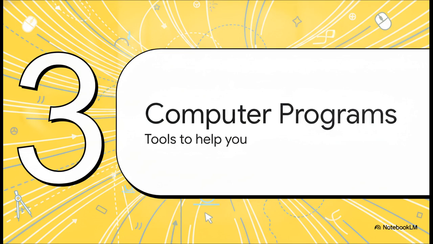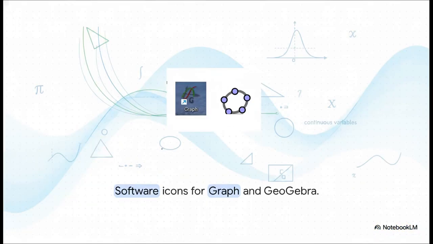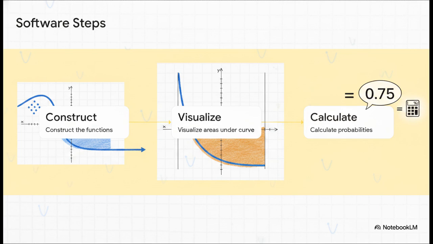All right, Section 3. Helpful computer programs. Look, let's be real. We don't have to draw these complicated shapes or calculate messy integrals by hand. Thank goodness, right? We have specific software tools, like Graph and GeoGebra, that are built exactly for this. Those logos you see? They represent programs that make visualizing these continuous random variables a total breeze, doing the heavy lifting for us. So the crucial point is that these programs do 3 very simple jobs for us.